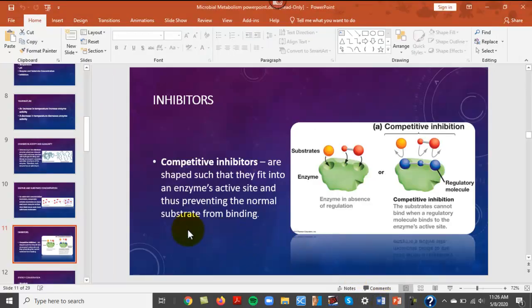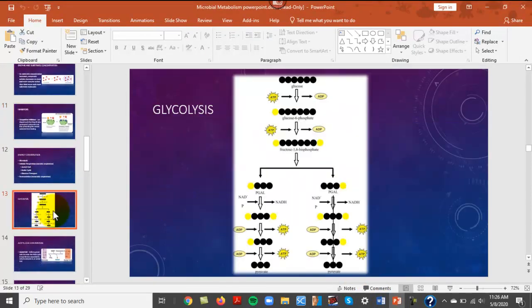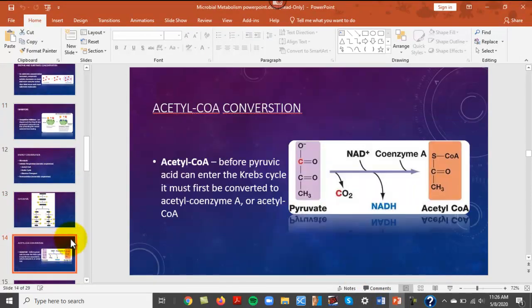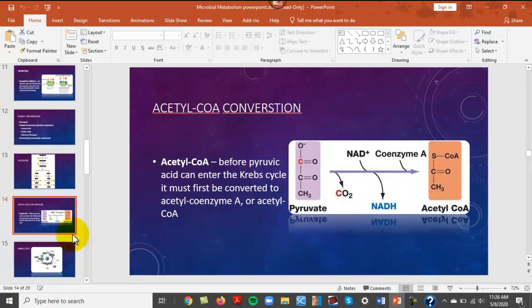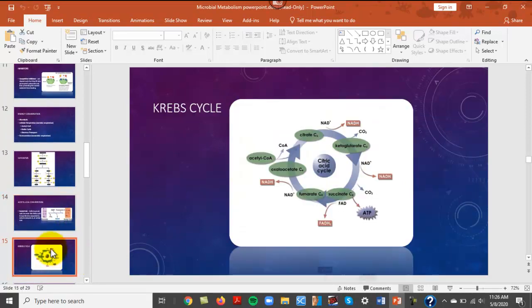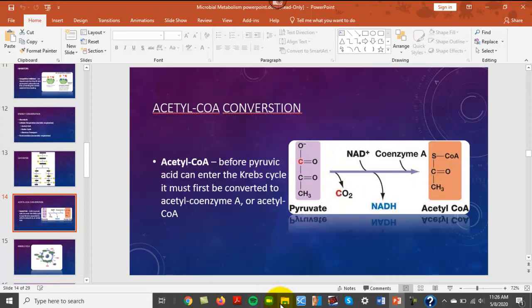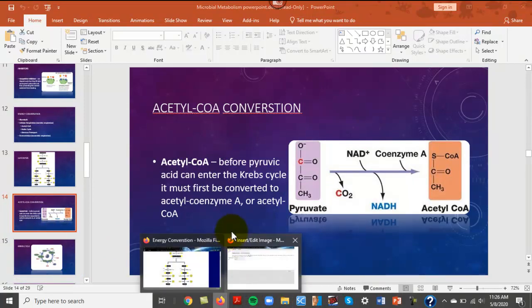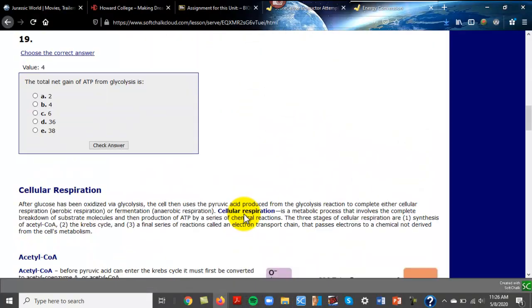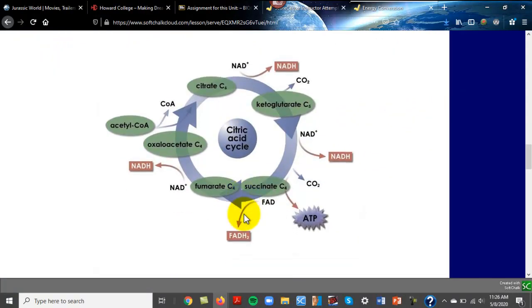Now, hopefully, and if not, I will definitely find one. So here is that one. Okay. Yeah, that's the Krebs cycle. Let me go over here. I feel like I need to. Oh well. This diagram will work.